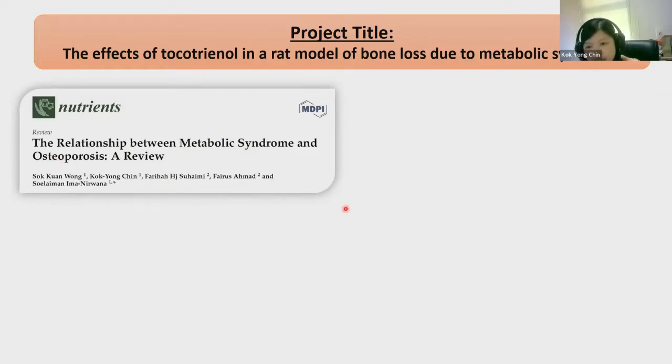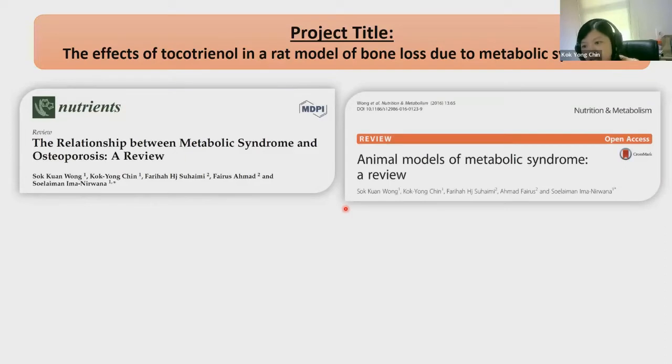Secondly, the second review that I wrote is on animal models of metabolic syndrome. Because I'm using an animal model, a rat model, I wanted to know how much evidence there is and how many types of animal models can be used to induce metabolic syndrome. So this is the second review article that I have done.